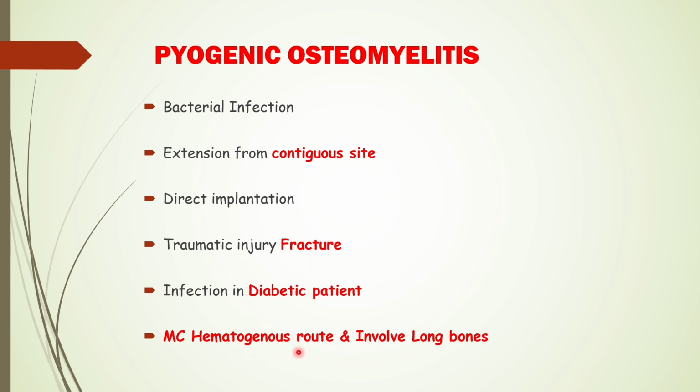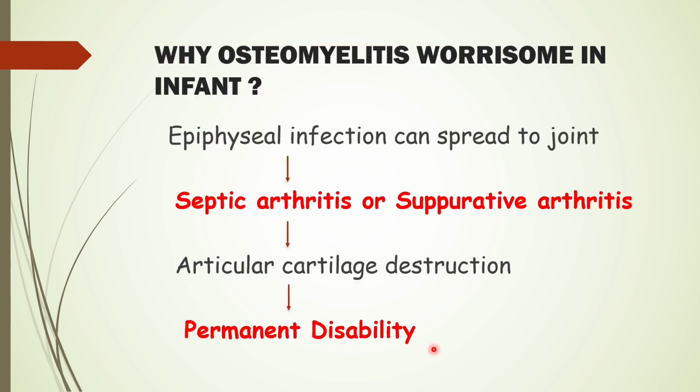And the most common route is hematogenous, which means via blood it will spread to the bones, and it can involve the long bone as well. So hematogenous is the most common route.